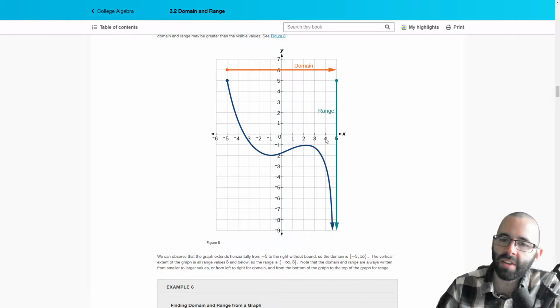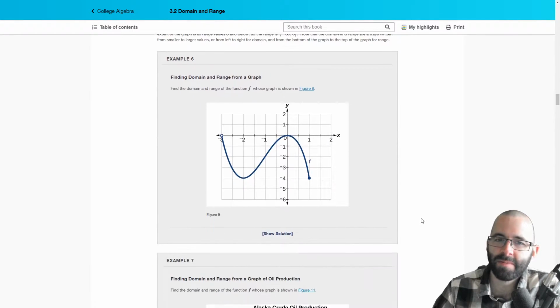And you do the same thing with the range. How far down does it go? It goes down to -infinity. So that's the start of your range. How high up does the graph go? 5. Range is a little bit more tricky, and we'll show why later on. Okay? So let's do some examples.